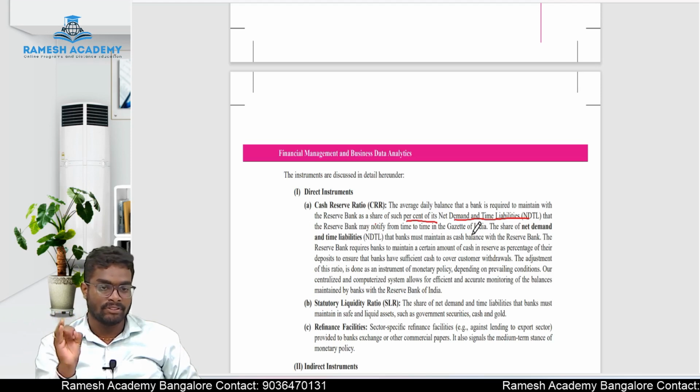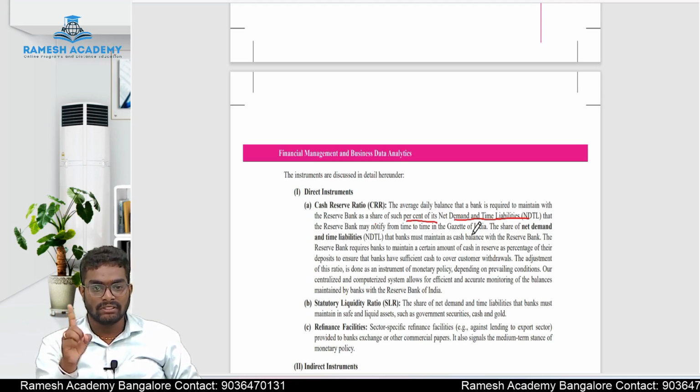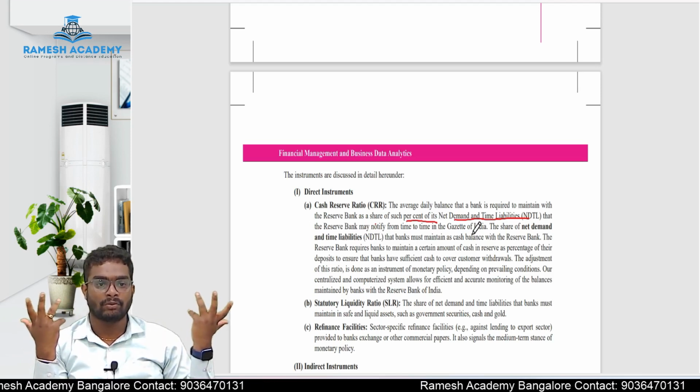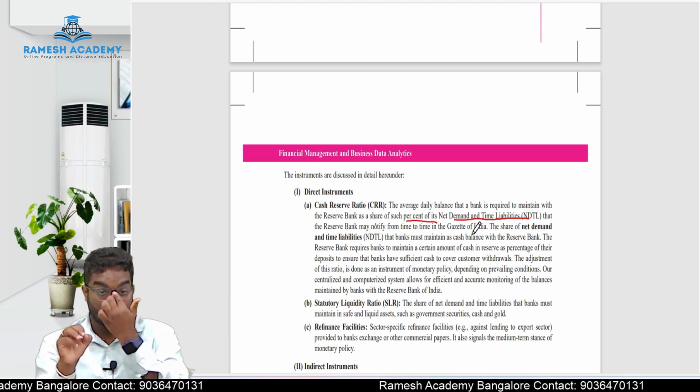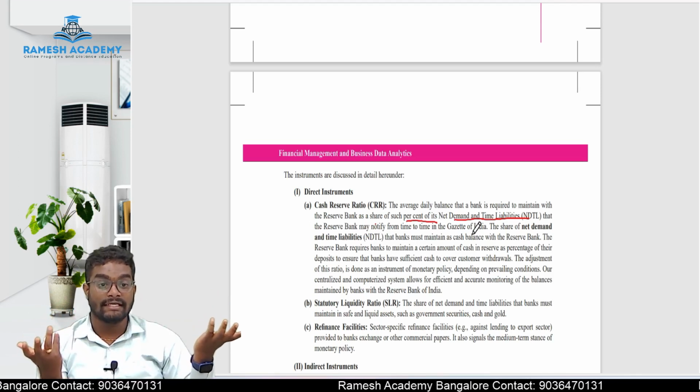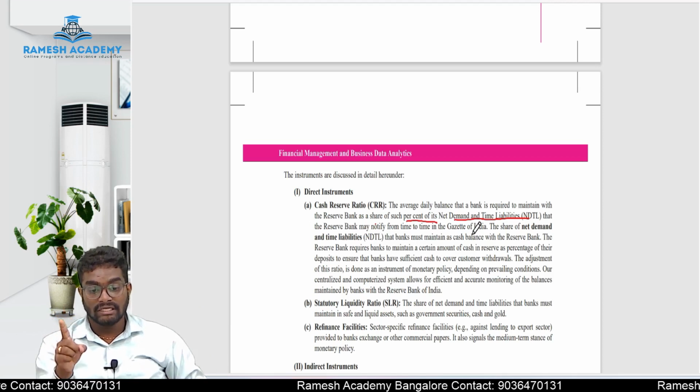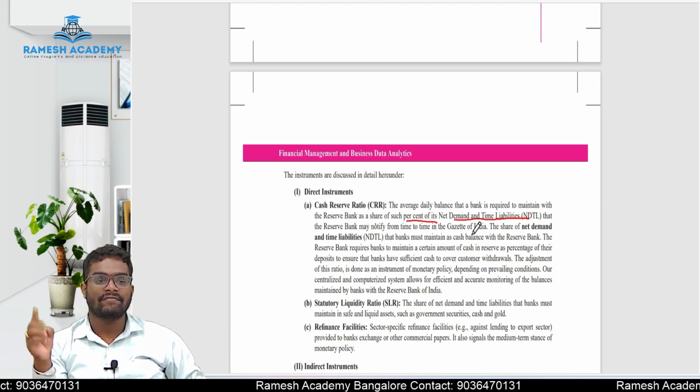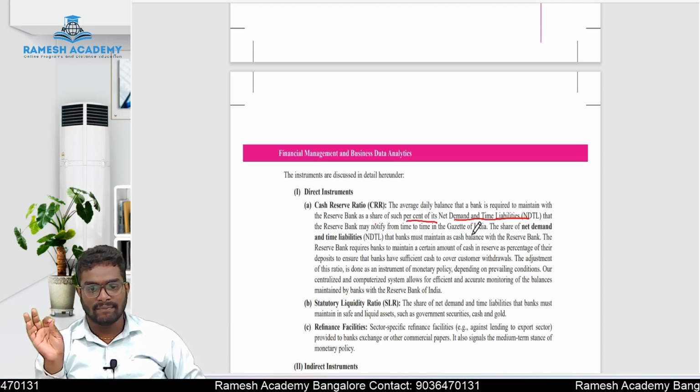Demand and time deposits refer to savings accounts. Demand means you can ask whenever you want. If you have an amount in savings balance, you can take it at any time. It is your wish. That is the demand deposit. Time deposit refers to recurring deposits and fixed deposits.